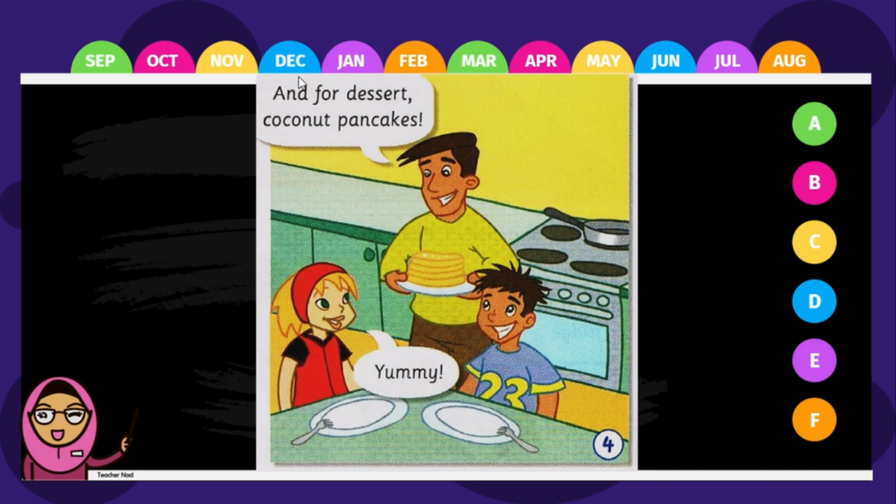The last one. And for dessert, coconut pancakes. Yummy! We read this together.